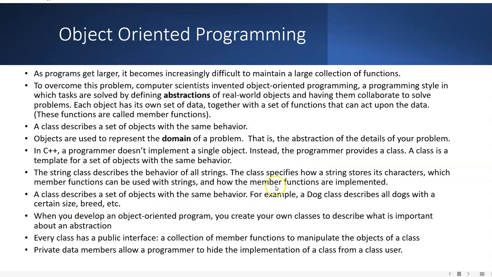When you develop an object-oriented program, you create your own classes to describe what is important about an abstraction. Usually, you take the nouns out of your problem description, although that isn't enough. But those form the basis of some of your objects. Every class has a public interface. The public interface is a collection of member functions to manipulate the objects of a class. Private data members allow a programmer to hide the implementation of a class from a class user.